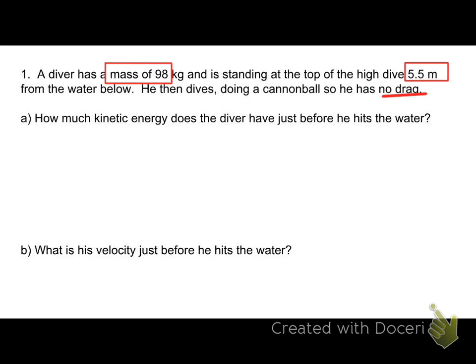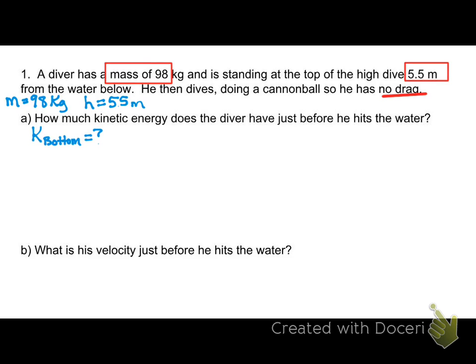So we know the mass of the diver is equal to 98 kilograms. Correct? We also know that the height that he is going to fall from is 5.5 meters, correct? All right. Okay, so our first problem is asking how much kinetic energy does the diver have basically at the bottom? How much kinetic energy does the diver have just before he hits the water?